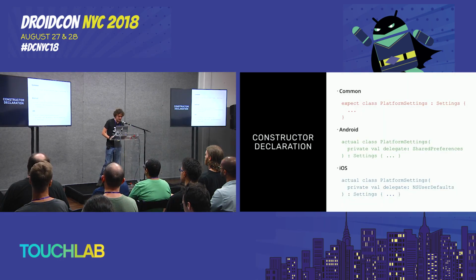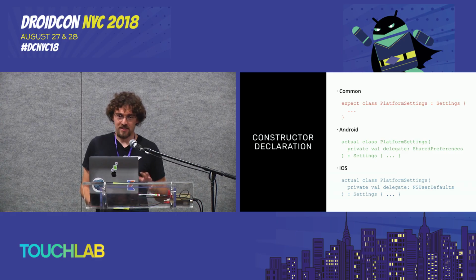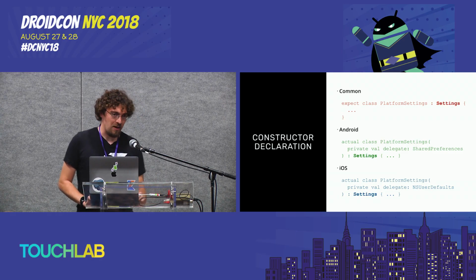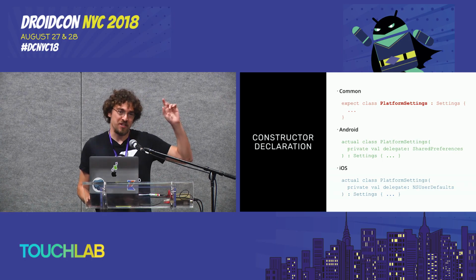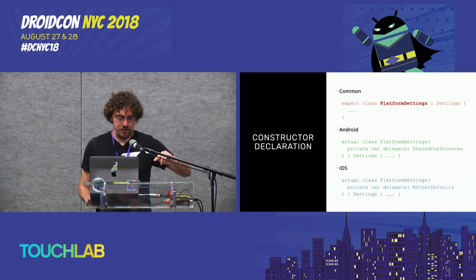So I'll talk through a little bit of code and kind of show you how this thing is built. The core of it is an interface called Settings, which defines a bunch of get methods and put methods, exactly what you'd expect if you're used to the shared preferences API. It has an implementation called PlatformSettings, which is implemented using a bunch of expect/actual declarations.